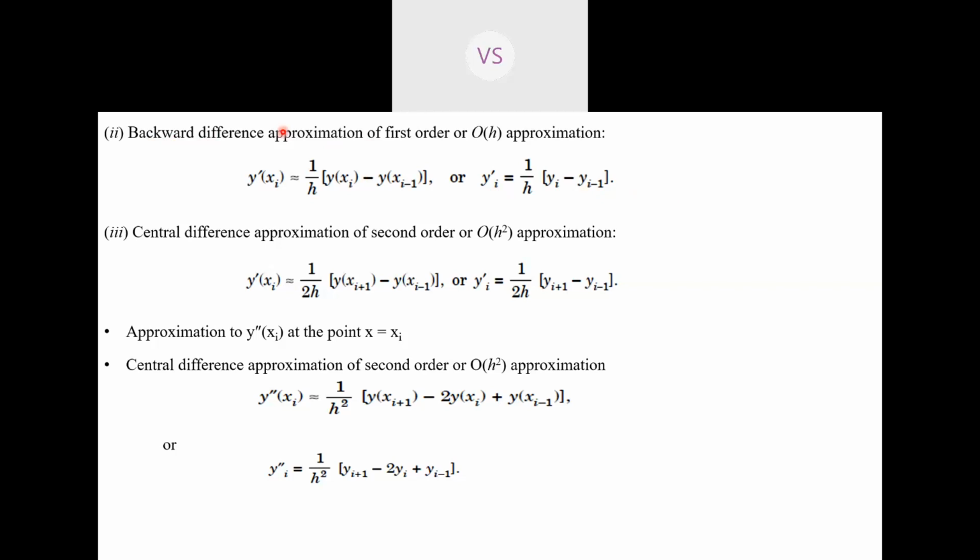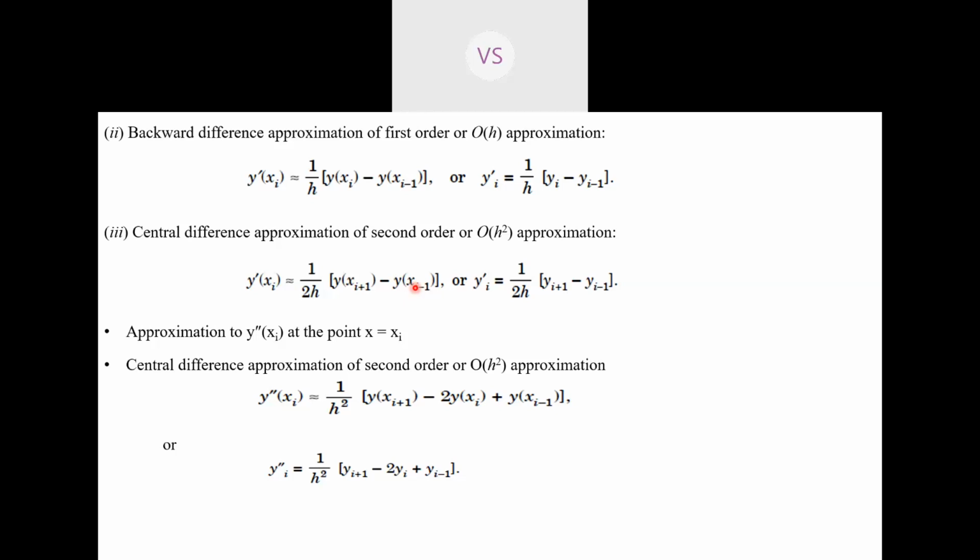Now the central difference approximation. We will see first order and then go for second order. So actually it should be first order over here. So y dash at xi is equal to 1 by 2h, y at xi plus 1 minus y at xi minus 1.